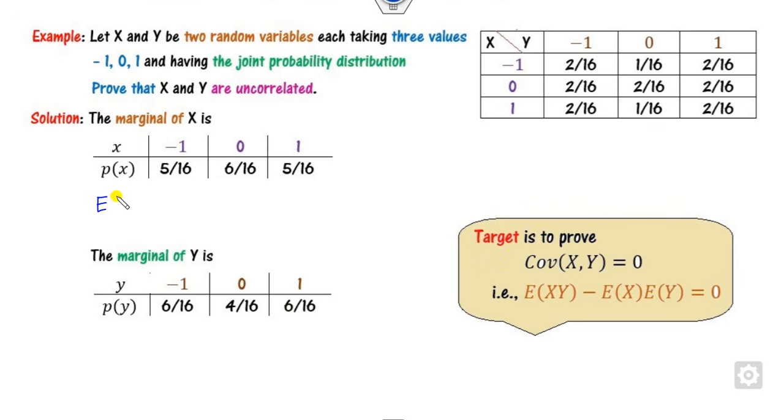Now you can find the expected value of x. That is -5/16, 0 plus 5/16, that's 0. You can find the expected value of y.